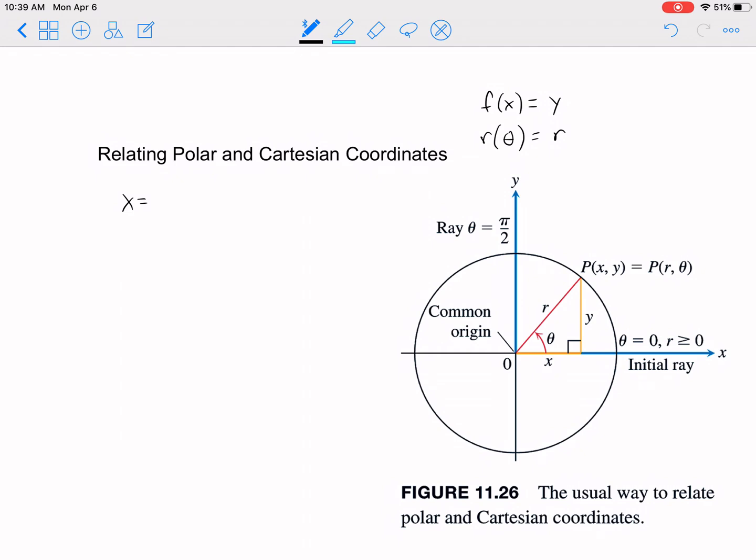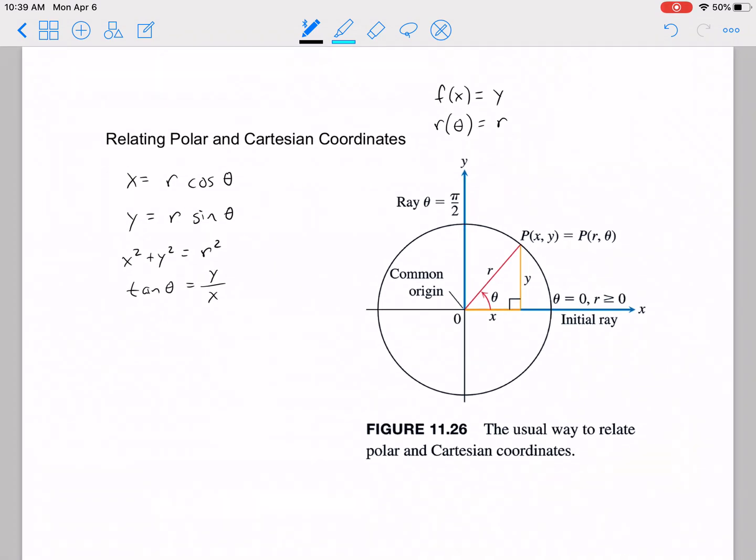So x is equal to r cosine theta, and y is equal to r sine theta. That you can get just simply by viewing your sines and cosines, right? Cosine theta is x over r, so just multiply both sides by r. And do the same thing for sine, and you can get that as well. Then we can also do the Pythagorean theorem: x squared plus y squared equals r squared. That helps. And then another one you can do is tangent of theta is equal to y over x.